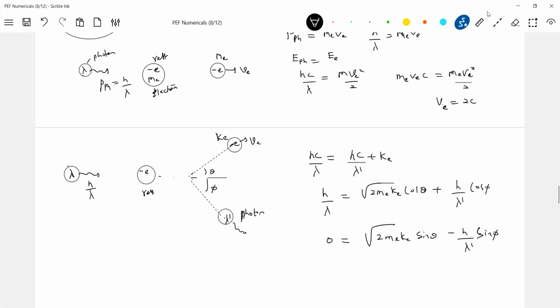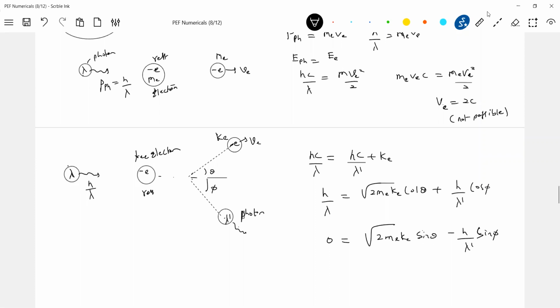The photon will not be absorbed, it will get deflected here. But in most problems we assume the photon is absorbed completely by a free electron. Not possible. A bound electron can absorb a photon completely. This is a free electron. A free electron cannot absorb a photon completely. If it absorbs completely, then v_e greater than c will come. Not possible.